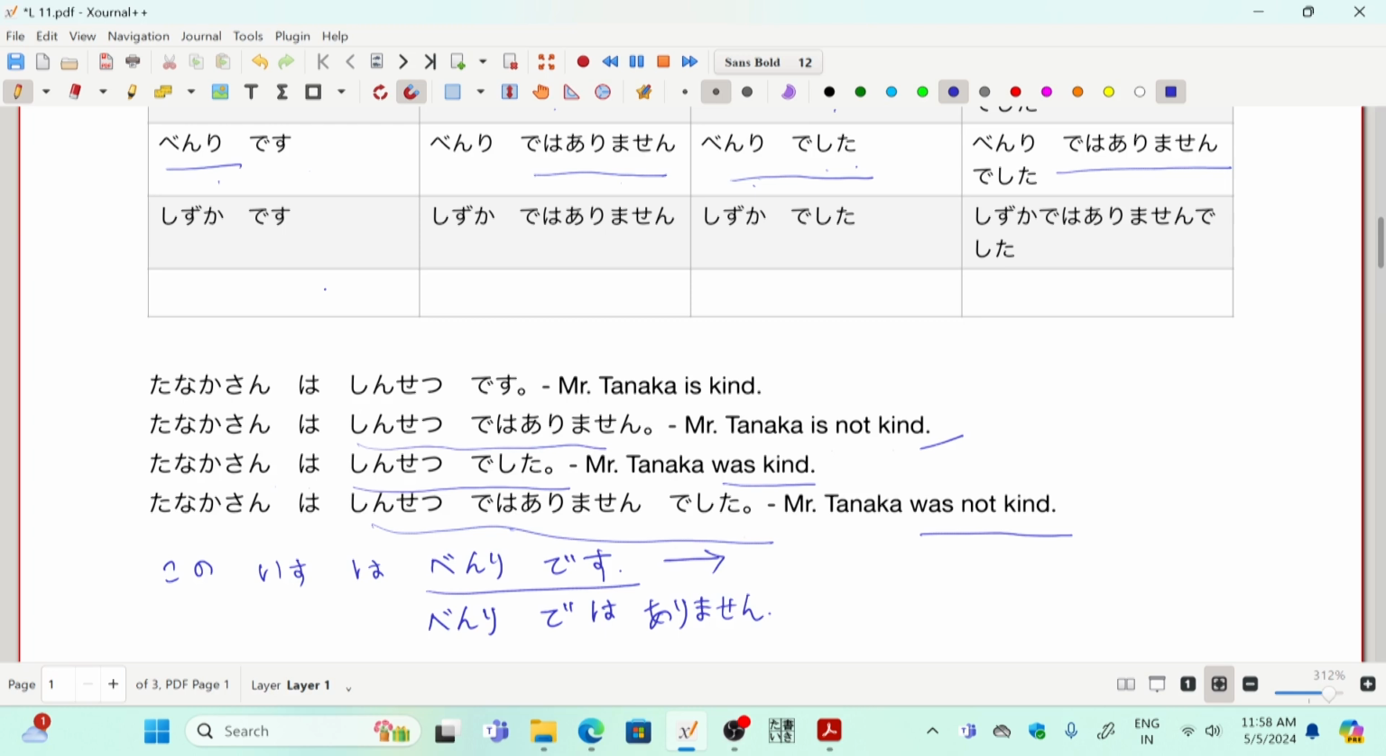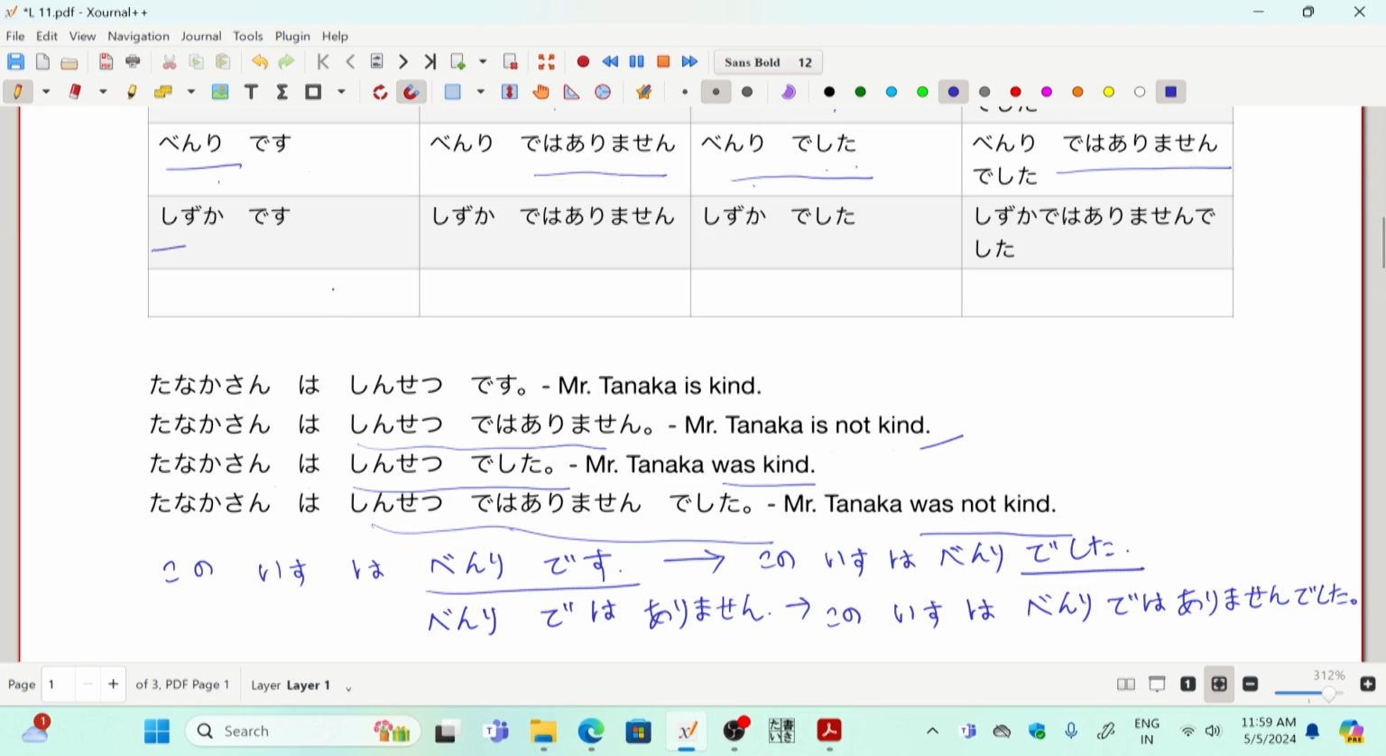Now, if you want to put that in the past, Kono isu wa benri deshita. So it will become now the past. And if we want to put that in negative plus past, then it will become Kono isu wa benri deva arimasen deshita. So this is how we use na type adjective.